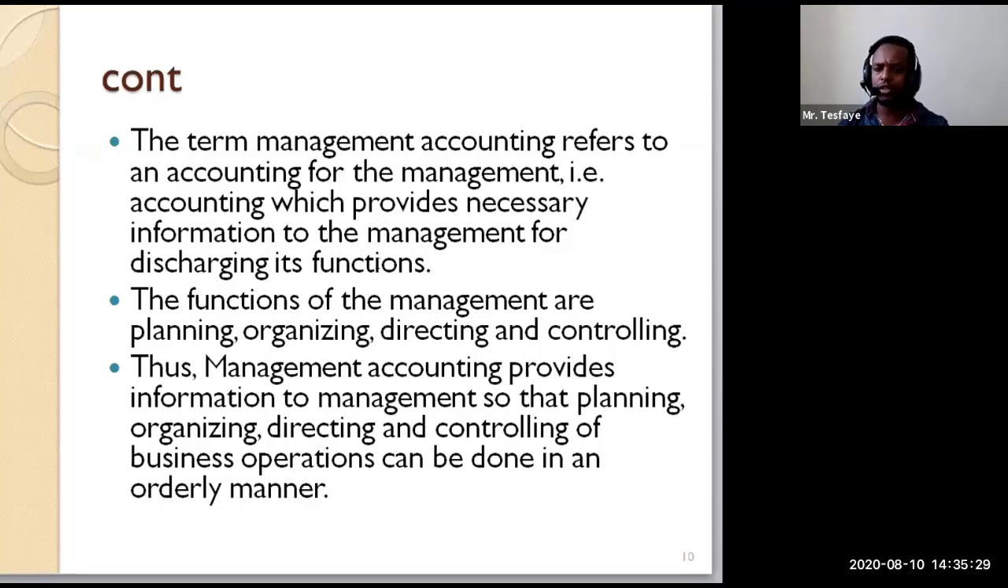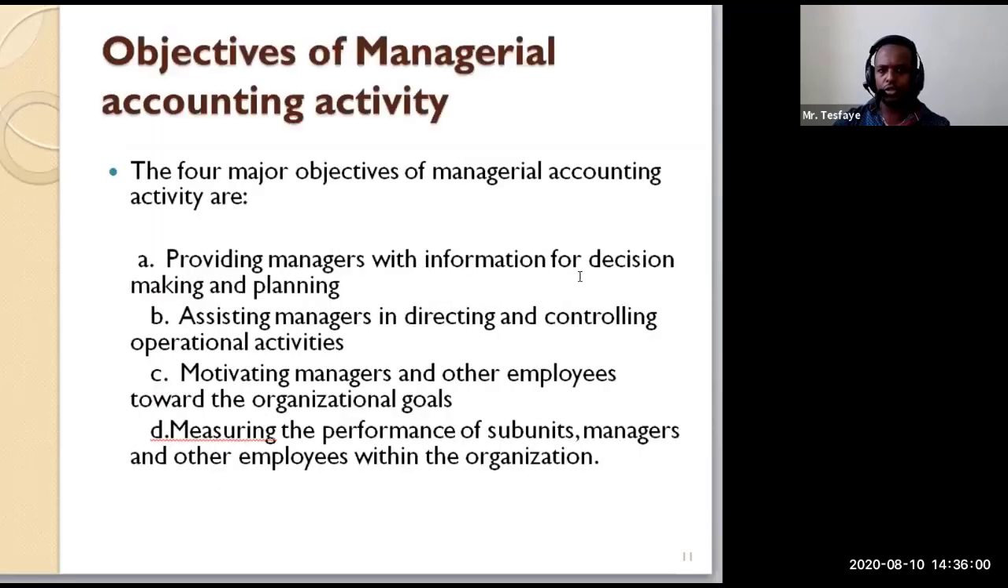So information will be provided to help the management through management accounting. Thus, management accounting provides information to management so that planning, organizing, directing, and controlling of the business operation can be done in an orderly manner. So in order to perform these activities, we need to have this management accounting, which will help us in deciding different decisions. The next one is objectives for management accounting activities.